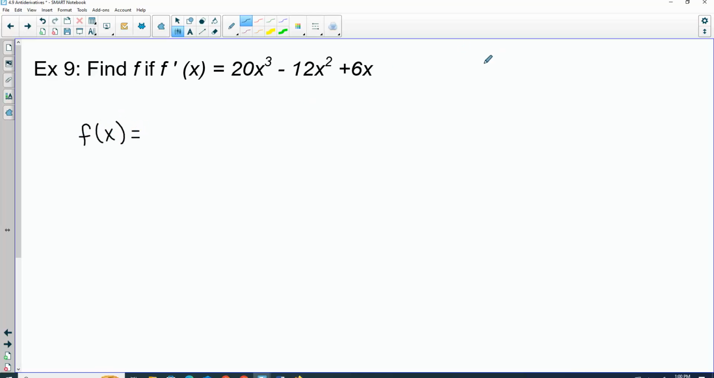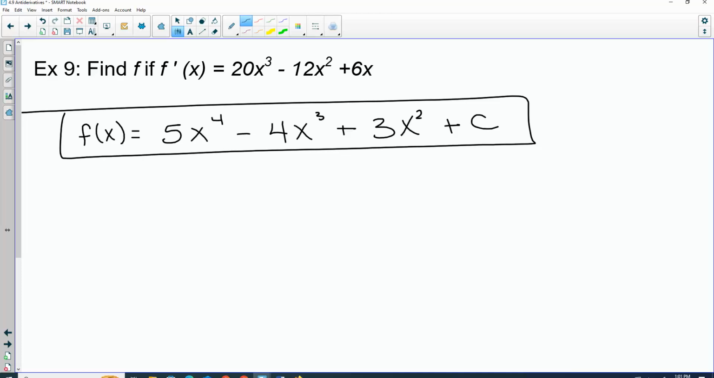So the notation, if your original function is f, to show you're going backwards, you go to capital F. If I have it labeled as f prime, then the antiderivative just takes away the prime. So just some different notations there. Alright, so if I add 1 to my power, it would be 4. So I need a 1/4 in front times my 20 would be a 5. X squared, add 1, so it's x cubed, so I need a 1/3 in front times 12 is 4. X, add 1 is x squared, so 1/2 times 6 is 3. And then don't forget, plus C.